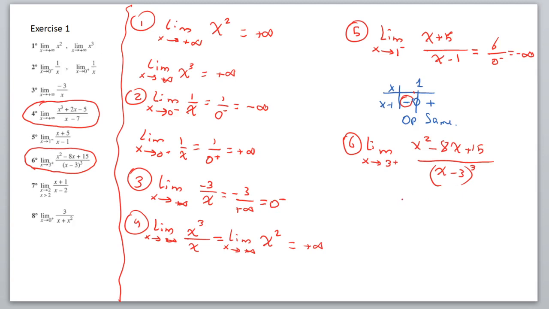But let me substitute up. Here it is 9, so you need your calculator. Now we expect it to come out 0. 9 minus 8 times 3 plus 15. So the answer is 0. So on top I have 0.